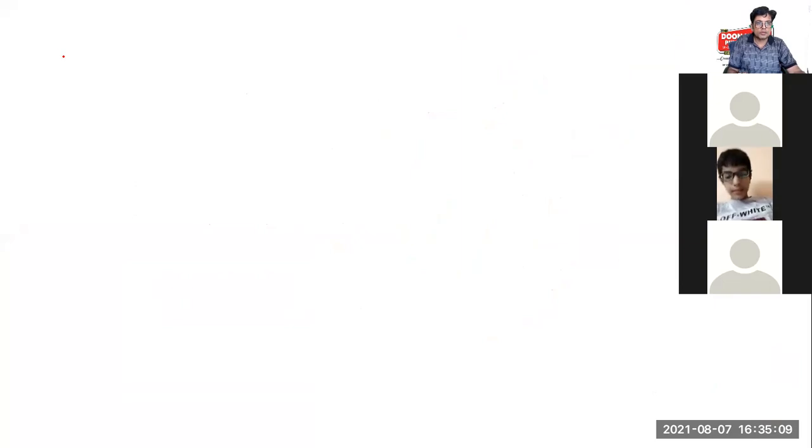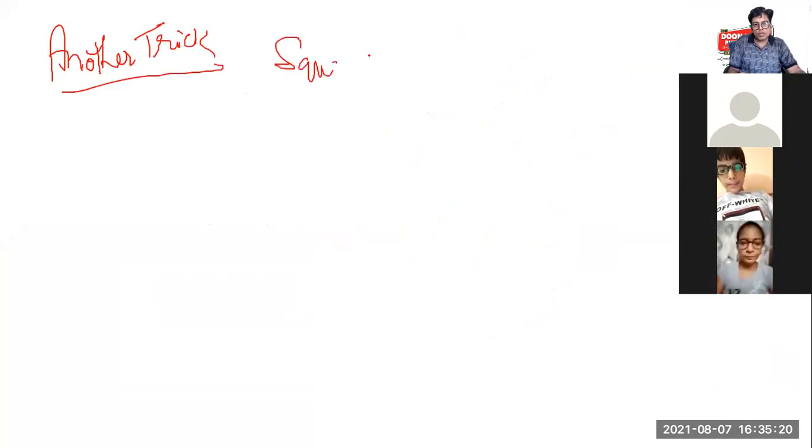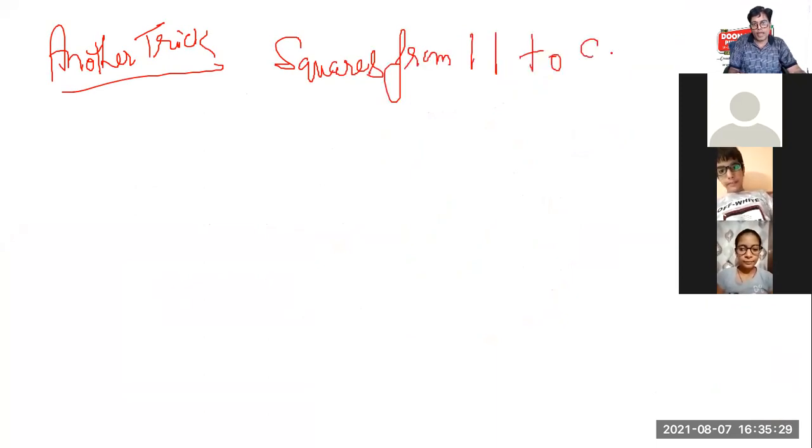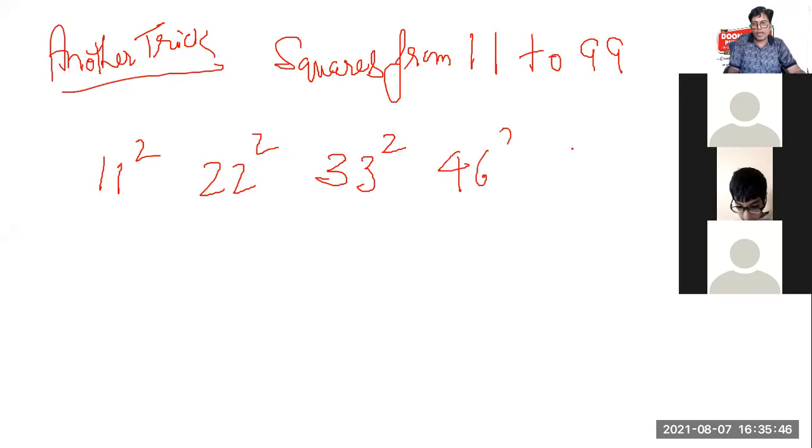Now, see another trick that is called squares from 11 to 99. Means 11 square, 22 square, 33 square, 46 square, any square. Okay, any square you can calculate.